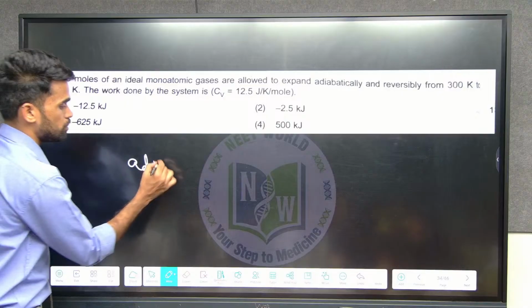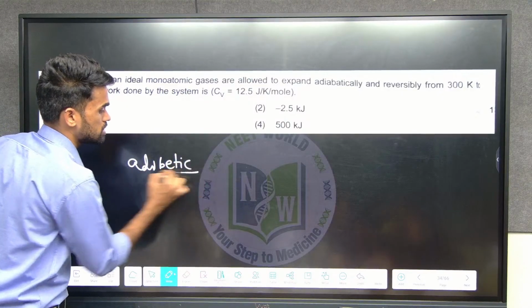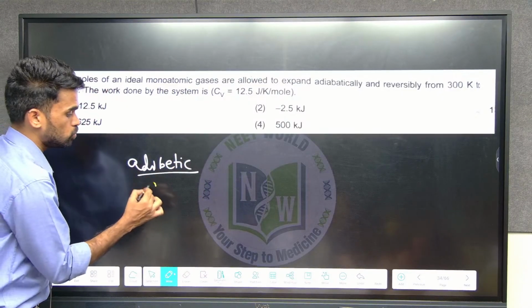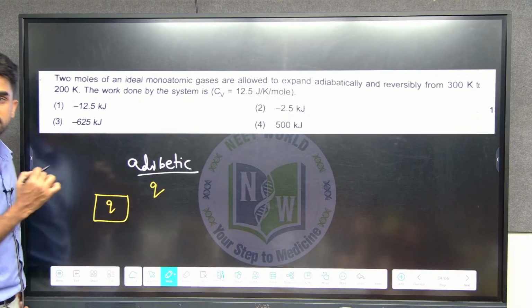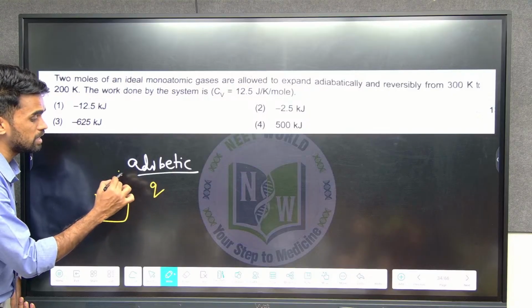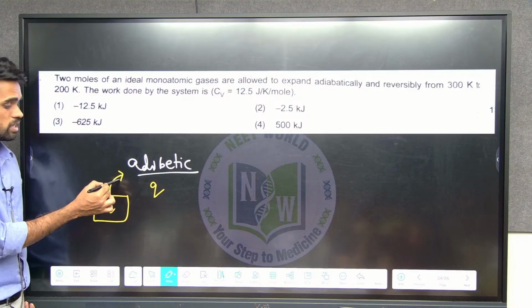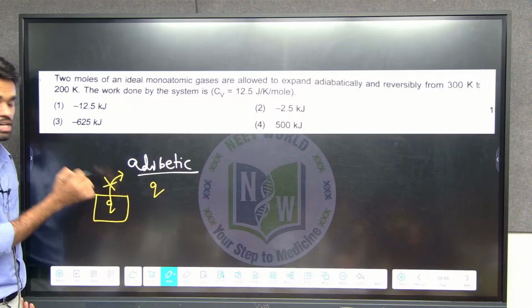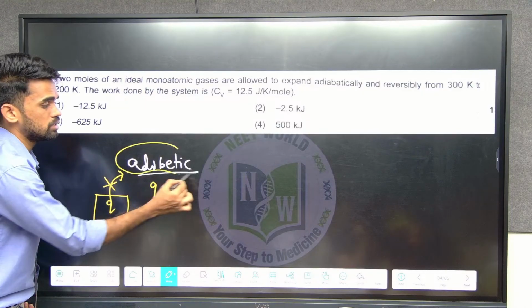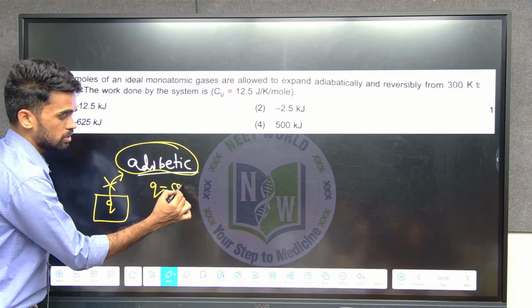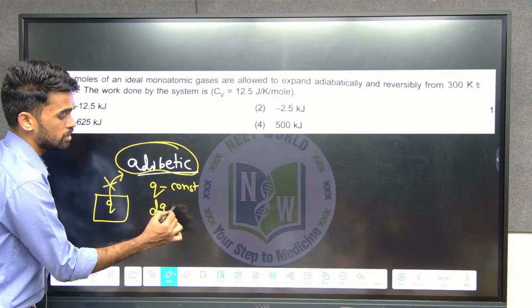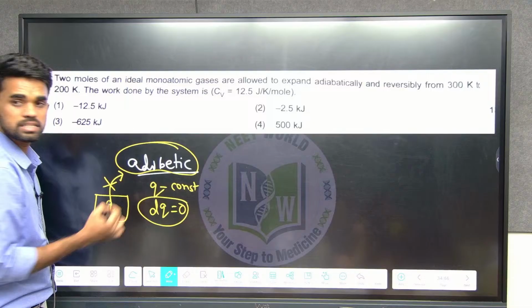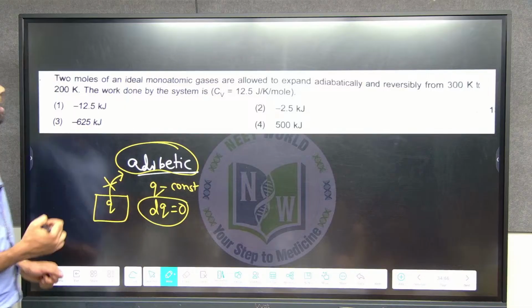So when I say adiabatic, what is constant here? Q. If this is a system, whatever heat is present in the system cannot be exchanged with the surroundings. So there is no exchange of heat between system and surroundings. Then that process is called adiabatic, and dQ will be 0. Work done they are asking.